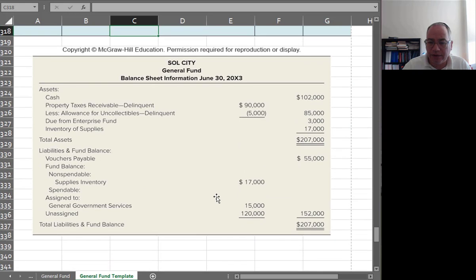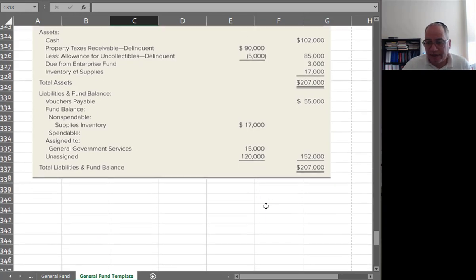And now we have a balance sheet. So if you do all the math, this is what's going to be left in your balance sheet. And again, we have the 90,000 receivables delinquent minus the $5,000 allowance. We have $17,000 left in supplies, due from enterprise fund and so on. Notice the fund balance here. 17,000 is non-spendable. That's equal to your inventory of supplies. It should be. 15,000 is for the encumbrances, and then everything left, 120,000. That's the money you can spend.